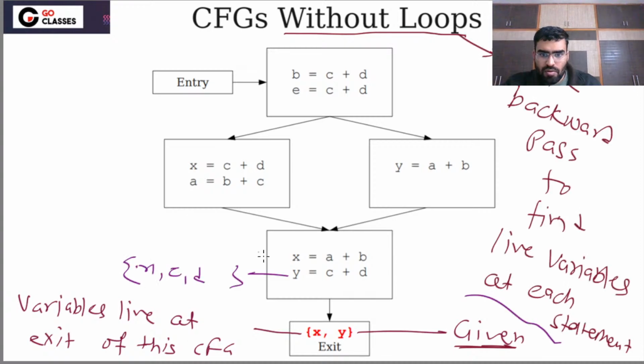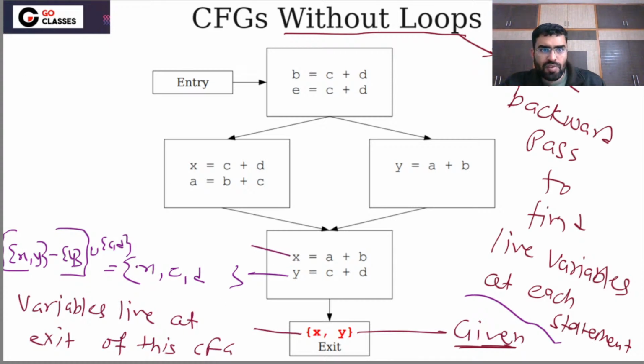So what are the live variables at this statement? That will be simply, from x, y, you remove y, and you take union with CD, correct? Yes or no? So this will be the live variables at this point.